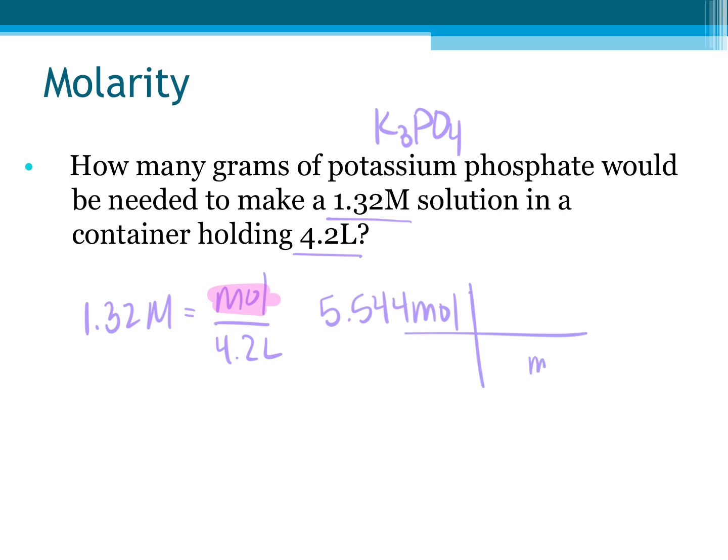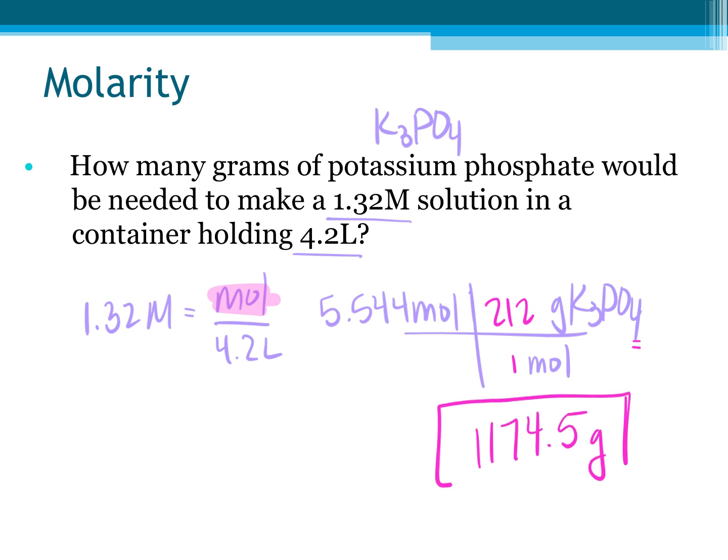So we'll go moles to grams of K3PO4. 39 times 3 plus 31 plus 16 times 4, okay, 60... 212 maybe? That's what I have. Okay, perfect. All right, so in order to make this compound, I need 1,174.5 grams. That's a lot.